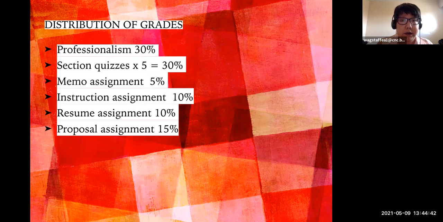We have section quizzes. Oh, this is an old version of the assignment thing. We actually have 3 midterm quizzes, which are worth 30%, not 5. So I'll fix that on the eventual outline that we're going to look over. We have a memo assignment, an instruction assignment, a resume assignment, and a proposal assignment. So we'll be learning how to do all of those things. But those are basically what you could expect to be doing during the course of the semester.